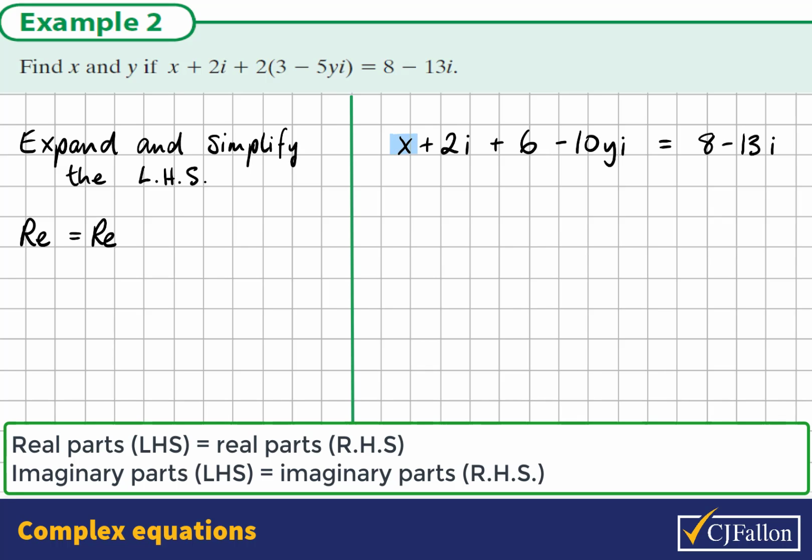So let's identify the real parts first. We have the x, the 6, and the 8. These are the parts with no i in the term. So we have that x plus 6 must equal 8 if the real parts equal the real parts. Now we can finish this off. If x plus 6 equals 8 and we take 6 from both sides, x must be equal to 2.